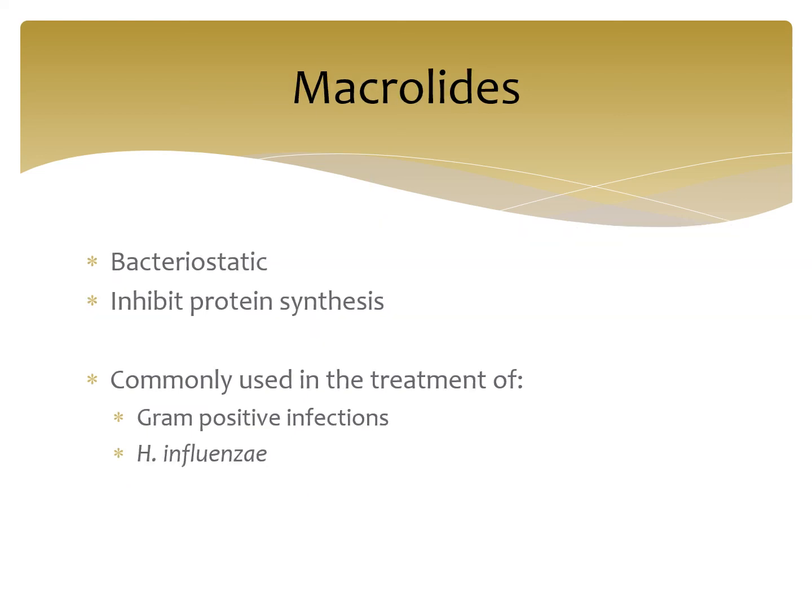The next class I want to talk about are the macrolides, and the macrolides are actually a good antibiotic choice for people that are allergic to penicillin. The macrolides would include things like erythromycin. Okay? These drugs are bacteriostatic, they inhibit protein synthesis, and they're commonly used in the treatment of gram-positive infections, and then a gram-negative infection would be Haemophilus influenzae.